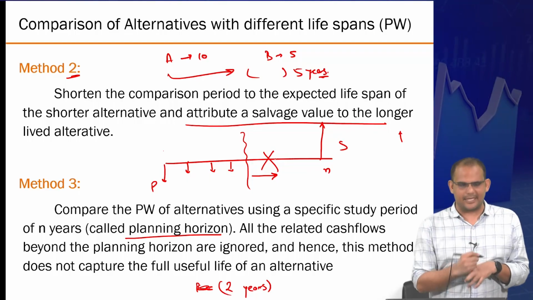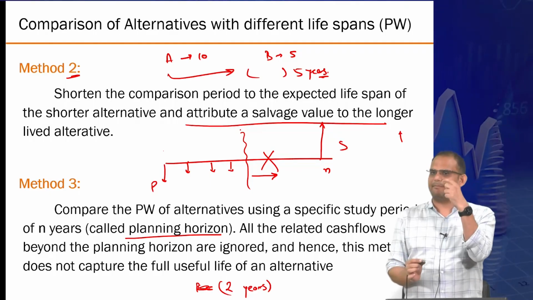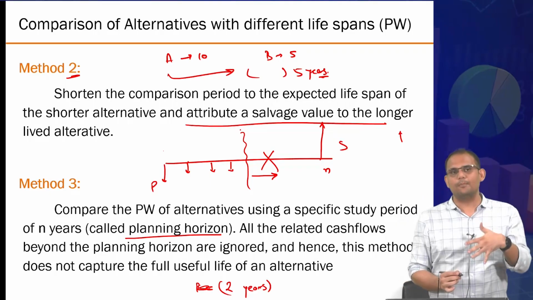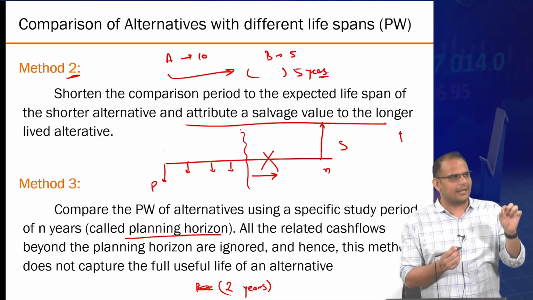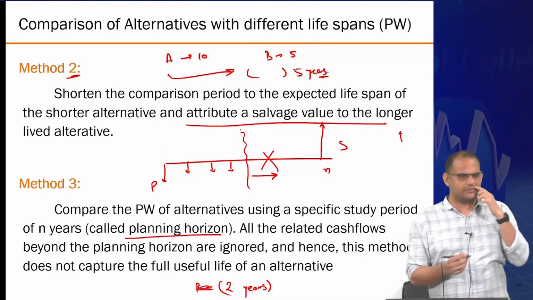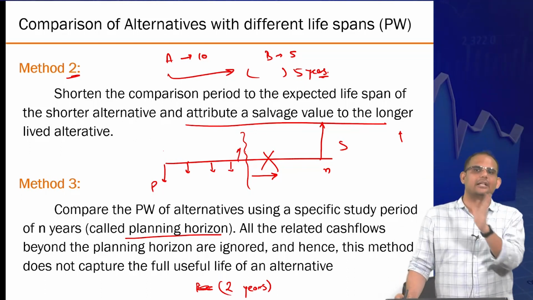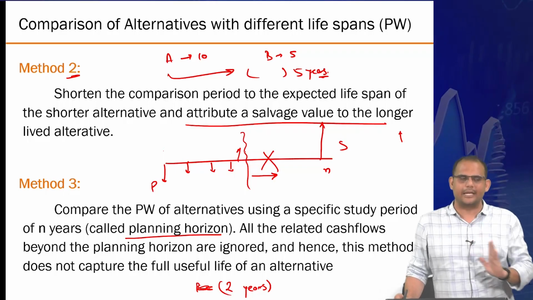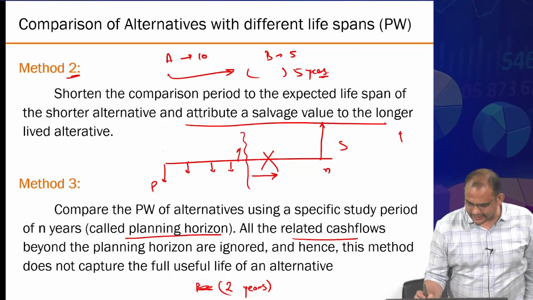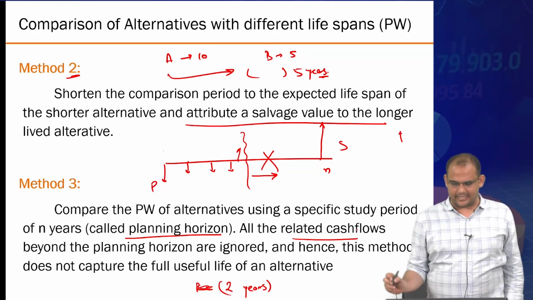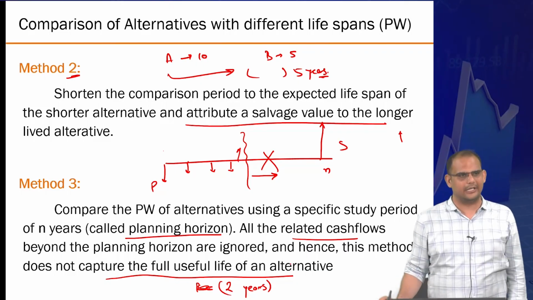Okay? Makes sense? In this case, I am not even assigning any salvage value. I am giving you the planning horizon. Salvage value could be coming if at the end of year 2 I define that I will sell this and I am expecting some money to come out as a salvage value. You can assign that, nobody is stopping you, but essentially you are only considering the cash value till the planning horizon. Okay, so all the related cash flows beyond the planning horizons are ignored, and hence this method does not capture the full useful life of an alternative.